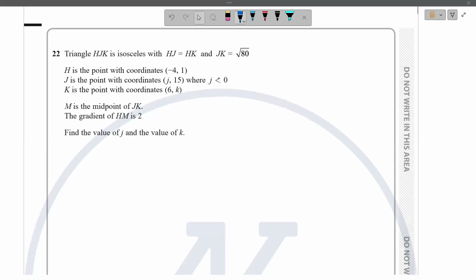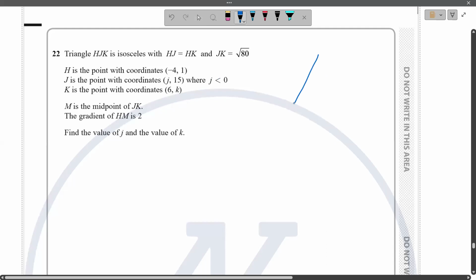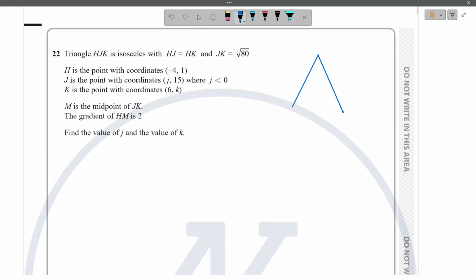Okay, question 22. Triangle HGK is an isosceles triangle with HG equal HK. So it's a coordinate question, so we need to draw the isosceles triangle. And as it's an isosceles triangle, we know that the perpendicular line will bisect the base.